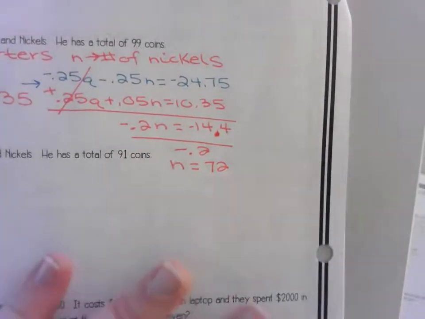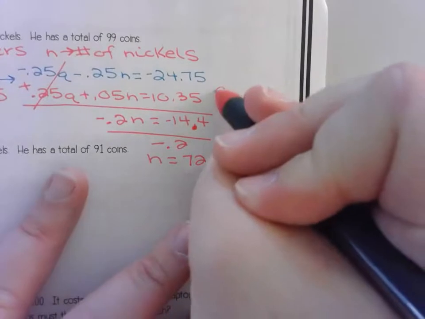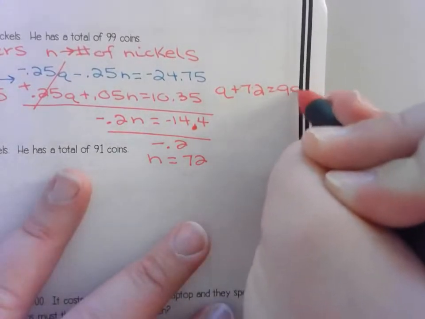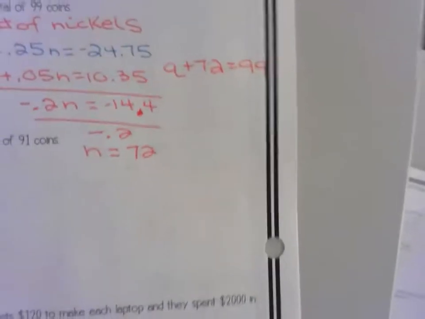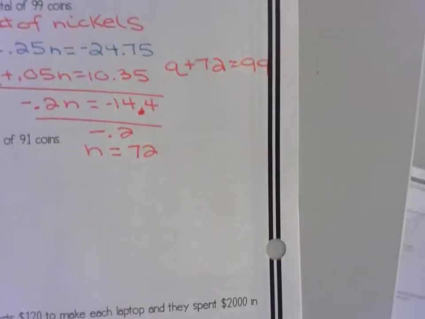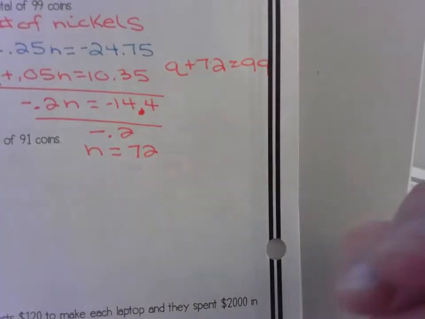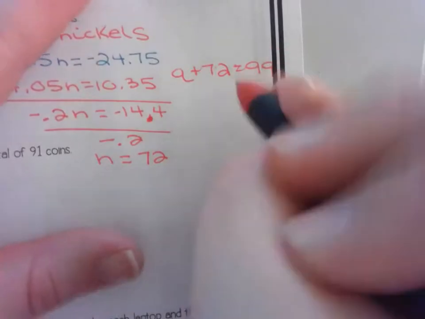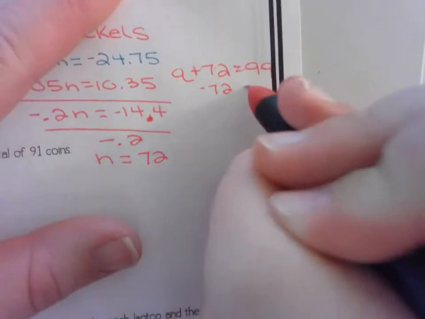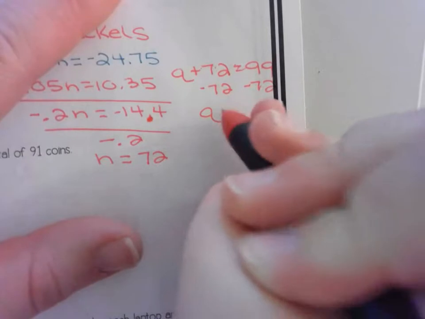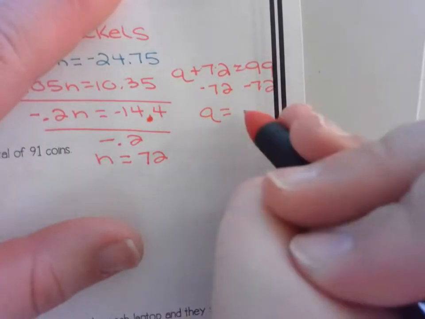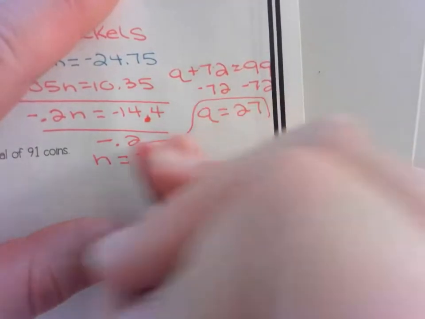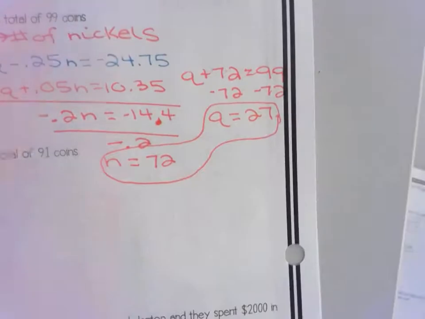How do I figure out how many quarters? Plug it in. Q plus 72 equals 99. If I want to know Q, how many quarters, plug it into the easy equation. Q plus n equals 99. Plug 72 in for n. What do I do next to find Q? Minus 72, minus 72. Q is 99 minus 72, which is 27. So 27 quarters, 72 nickels.